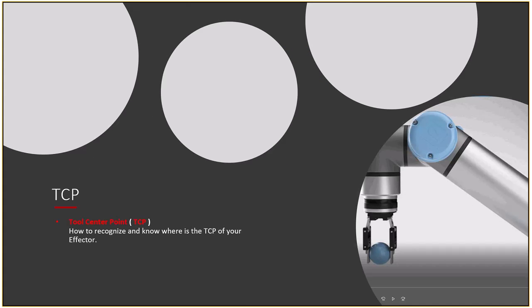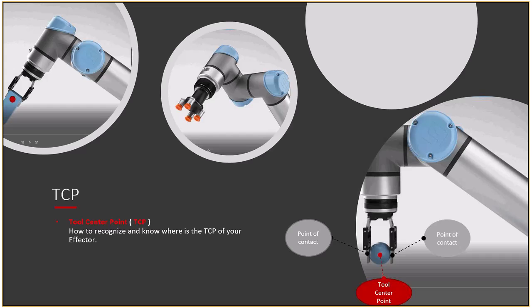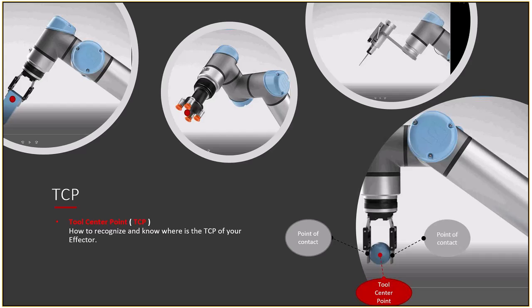How to recognize the TCP again: it is between the two points of contact, always the center of those two. For example, if we have a cube, as you see on the left of the screen, the TCP will be right in the middle of that cube. If you have suction points, the TCP will be exactly in the middle of the suction points. The one that differs is the needle, where the TCP is of course at the end point of the needle.